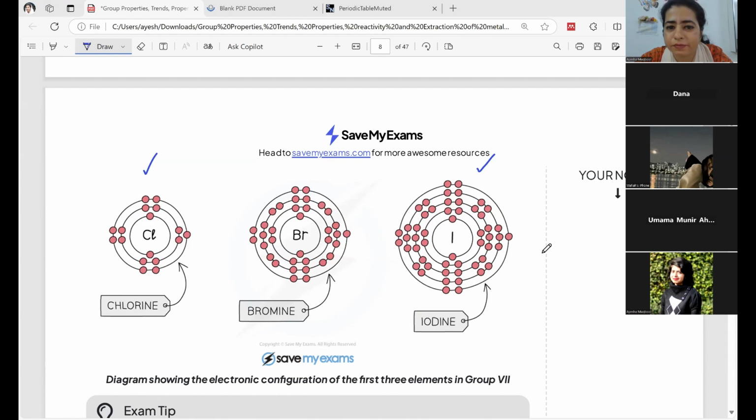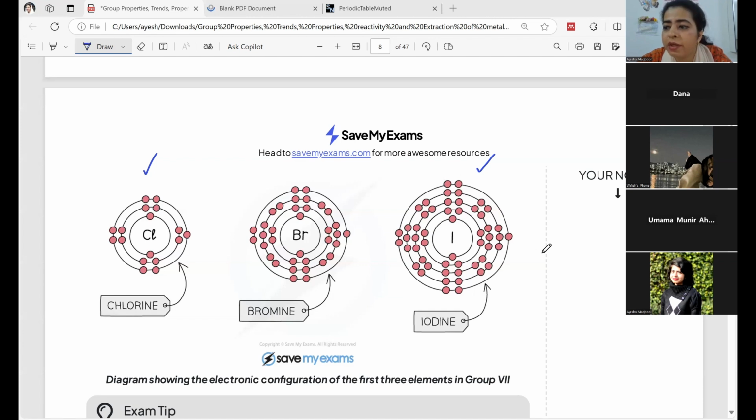Miss, the elements at the top of the group are going to be more reactive than the elements at the bottom, and this is because they're nonmetals, so it's going to have a distinct difference from the group with the metals in it, which is group 1. And also how Jude explained the stuff to do with the valence shell being nearer to the nucleus for the elements at the top of the group.